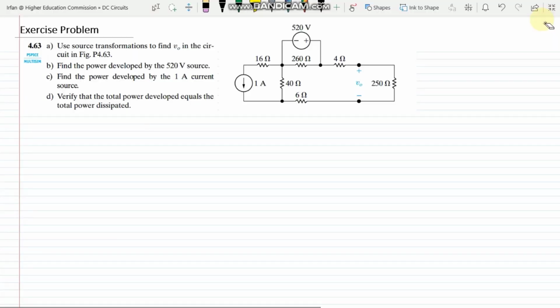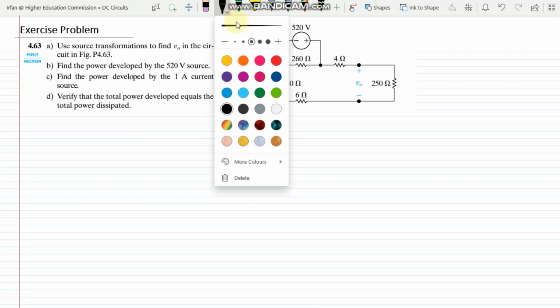Welcome back, students. In today's problem we are going to start the exercise problems. From the exercise problems we have picked problem 4.63, and there are many sub-problems in it. The first part asks us to find the value of the voltage V naught by using the source transformation method. Okay, so let us start from here.